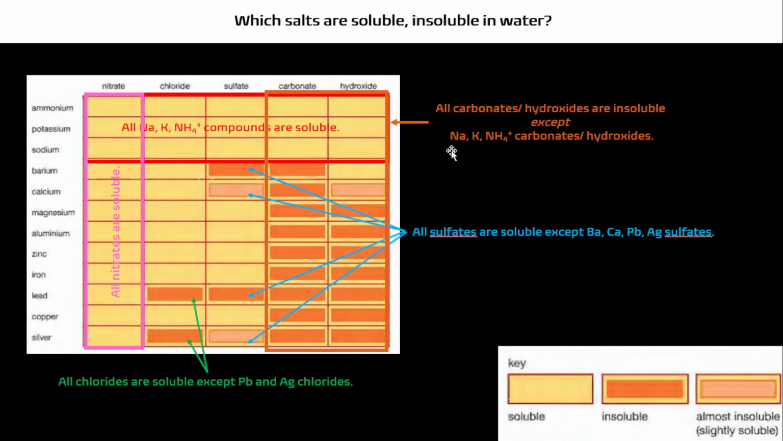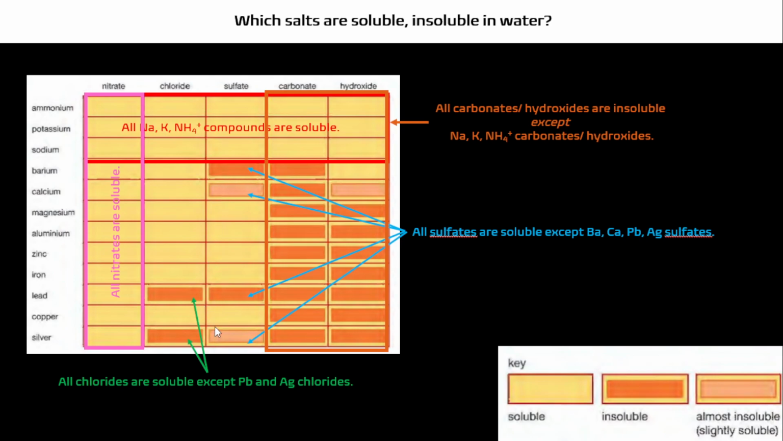If we take a look at this, you will notice that all nitrate salts are soluble in water. All ammonium, potassium, and sodium compounds are soluble salts. As for chlorides, almost all of them are soluble except lead and silver chlorides. And as for sulfates, all sulfates are soluble except barium, calcium, lead, and silver.